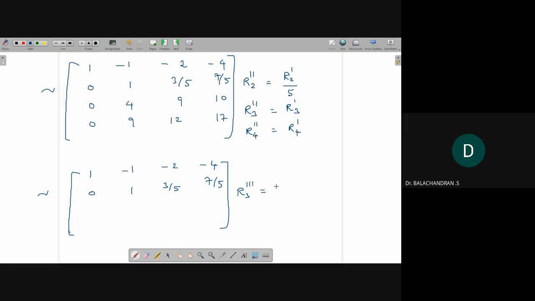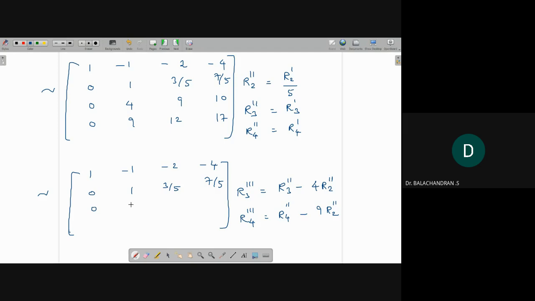R3 triple dash. So please tell, R3 double dash minus 4 R2 double dash. Is it correct? So if you do like this, okay. Similarly, next R4 triple dash is equal to R4 double dash minus R2 double dash. Only thing I need is the second row and third row. So do it and calculate and tell correctly.